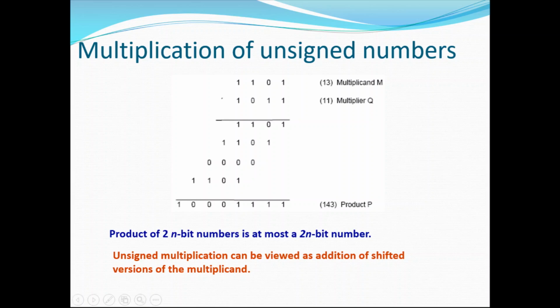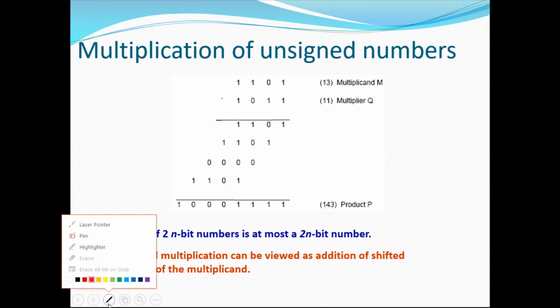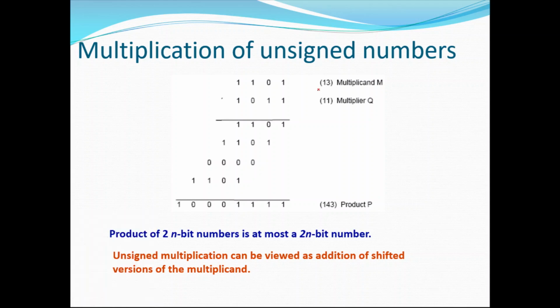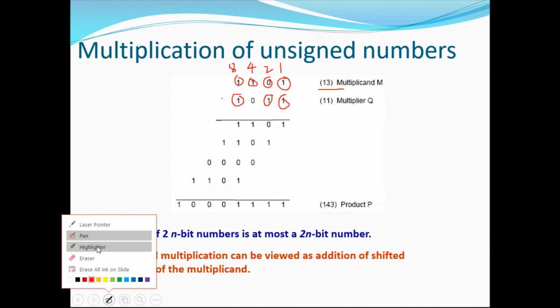Here you can see there are two binary numbers. One is 13 represented in binary using 8421 code. In the 8 position there is a 1, in the 4 position there is a 1, in the 2 position there is 0, and in the 1 position there is 1. Wherever there is a 1, add that: 8 plus 4 is 12, 12 plus 1 is 13. Similarly, this has a 1 in the 8 position, 1 in the 2 position, and 1 in the 1 position, that is 8 plus 2 plus 1, which is 11. So these are the two numbers which we want to multiply.